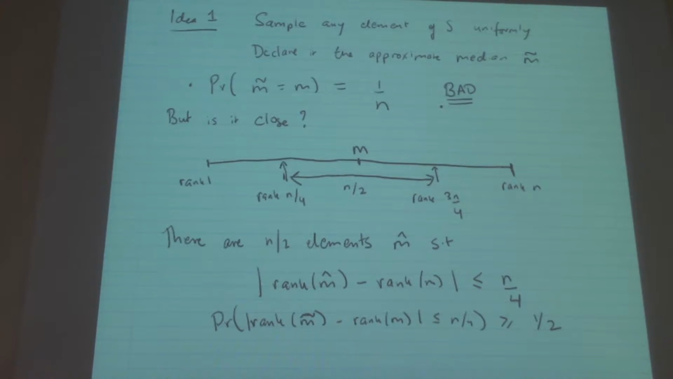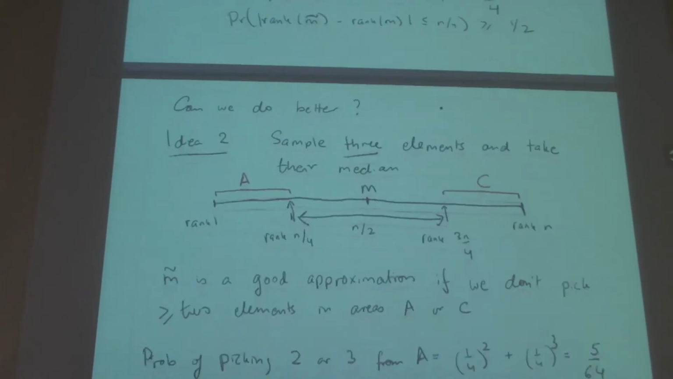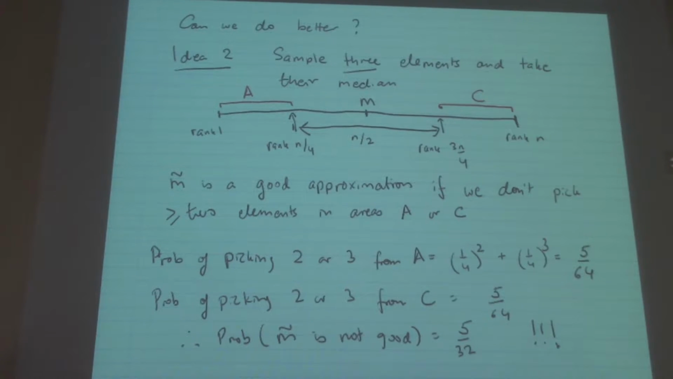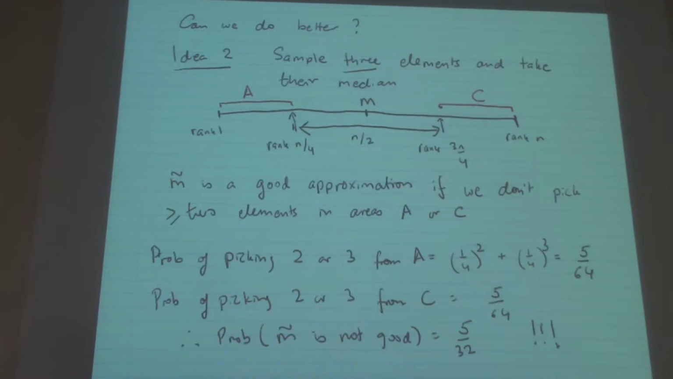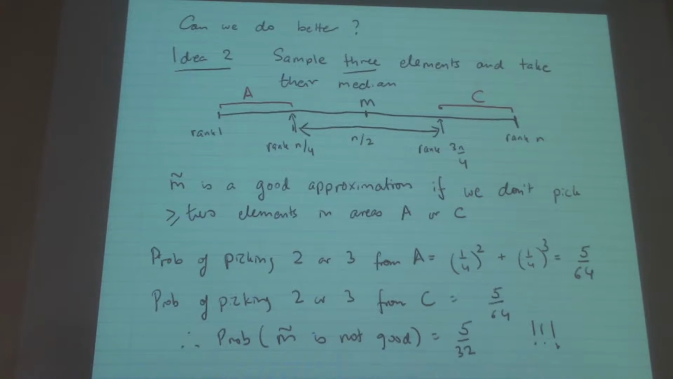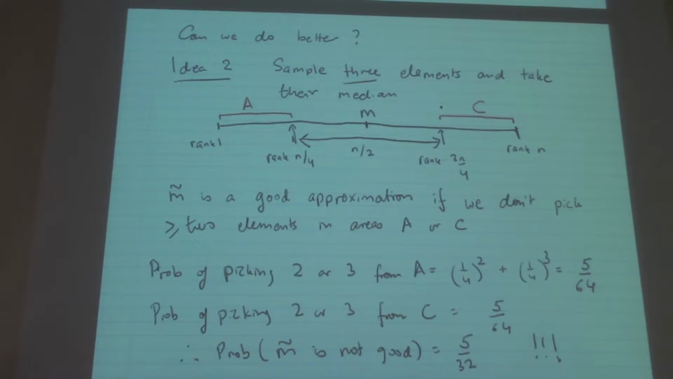Can you do provably better on average by taking more than one but still a constant number of elements? Idea 2. Why take 1 when you can take 3? Here's my new algorithm. Take 3 elements. Why 3? Because I want to take the middle one.